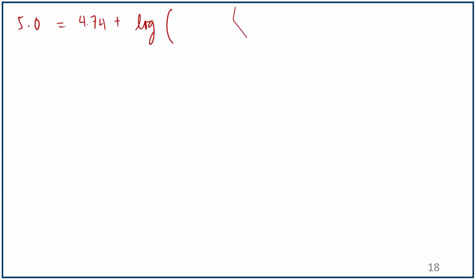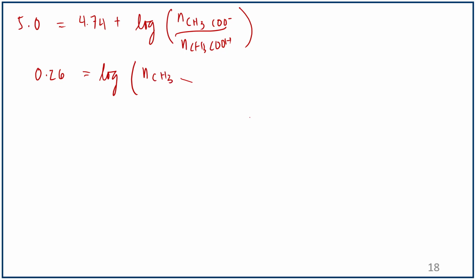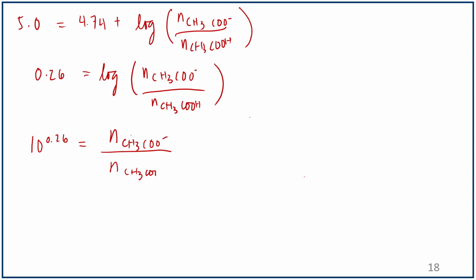So this one should be log of the moles of acetate divided by the moles of acetic acid produced. Acetate remaining, divided by acetic acid produced. So this one will just be 0.26, log of the ratio of moles, n of acetate divided by n of acetic acid, which will give you 10 to the 0.26 is equal to the number of moles of acetate divided by the moles of acetic acid, which is just equal to 1.8. So 1.8.